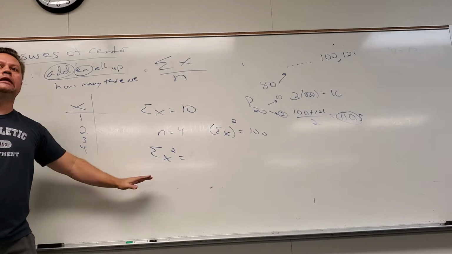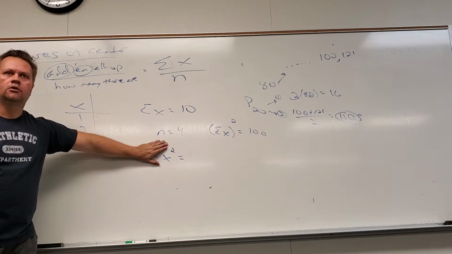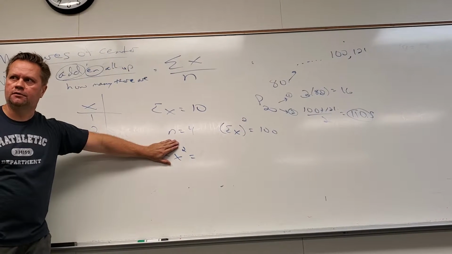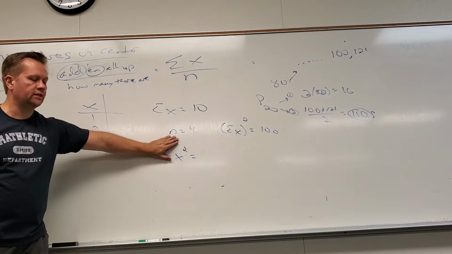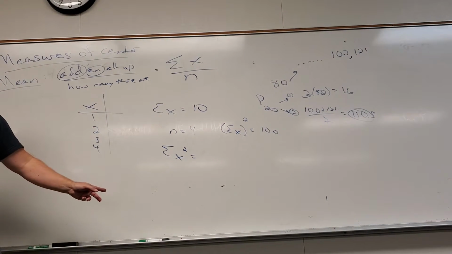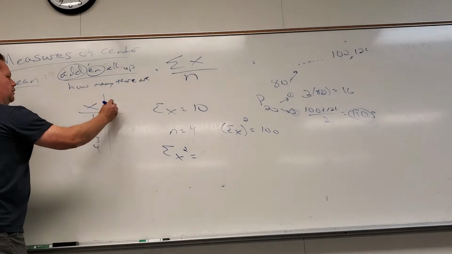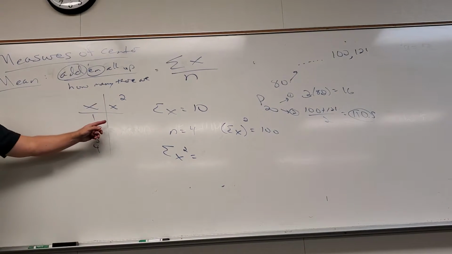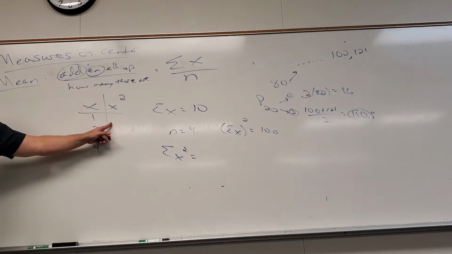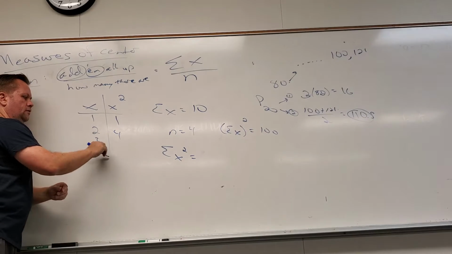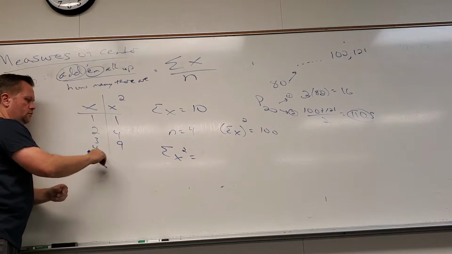Cover the e. Do I have x squareds yet? I can't add them up until I get them. How do I get all the x squares? I just go get them, right? So make a little x squared column. What do you get in each one of these? 1 squared is 1, 4, 9, 16.